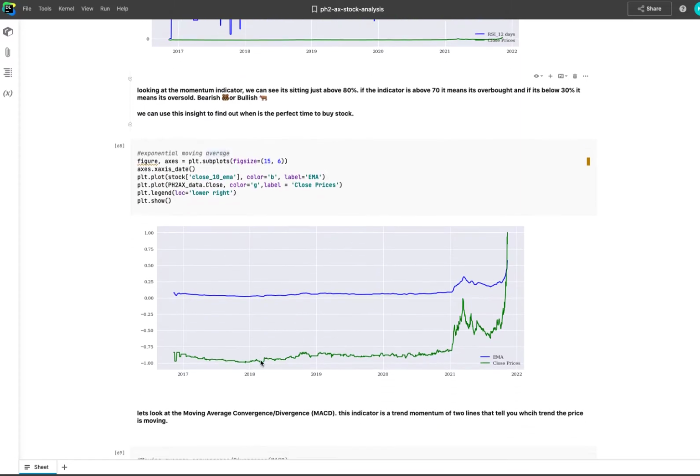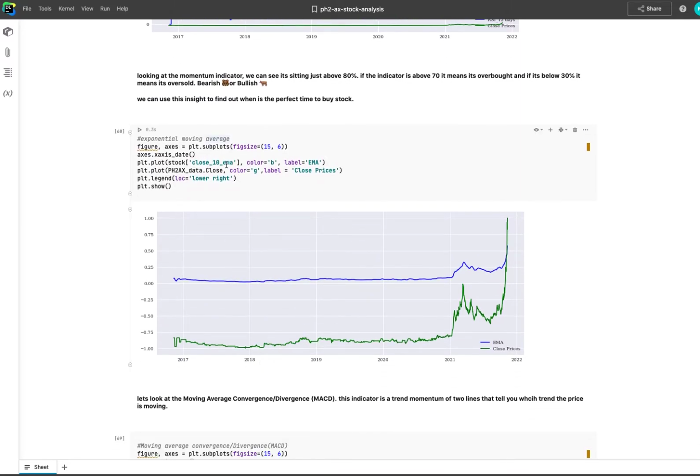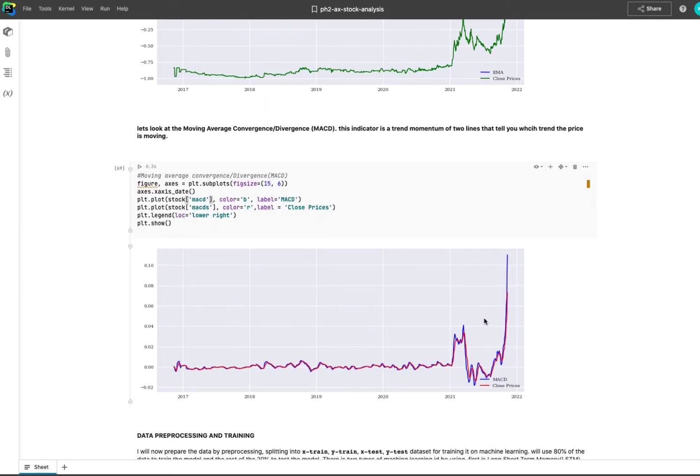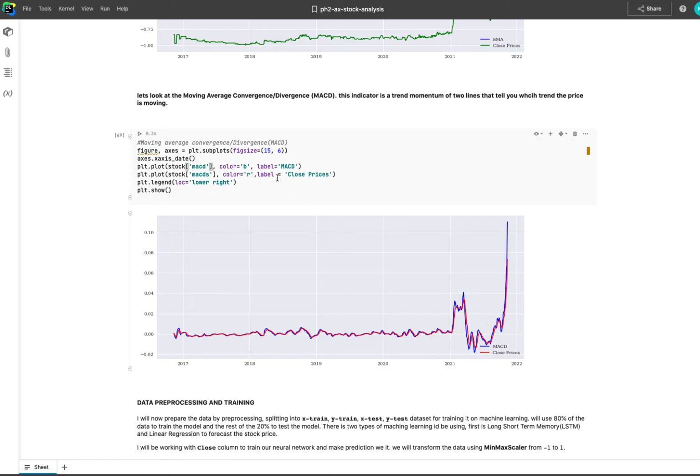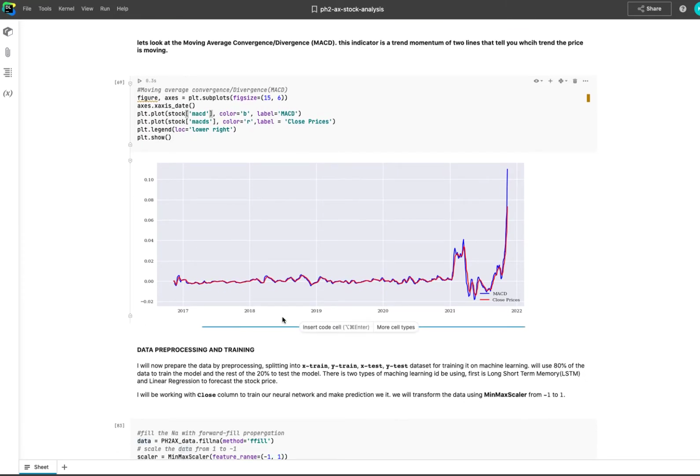So let's go ahead and just explore the EMA for 10 days. Again, it's going quite a bit up. Then we look at the moving average convergence. So this is the trend momentum, which is like 2 lines, and whenever they cross, it tells you whether it's going to go up or it's going to go down, or which trend is going. And so, yeah, again, it's just around here. So let's process the data.